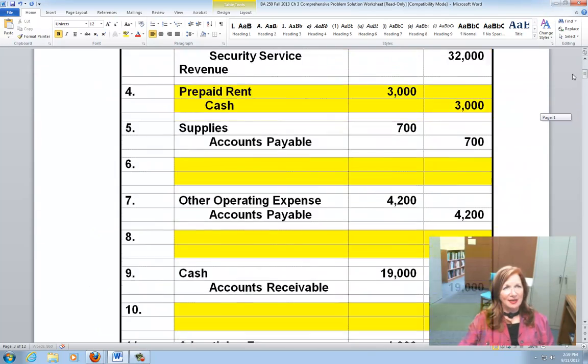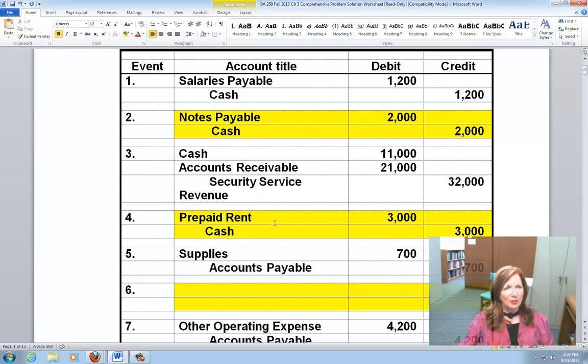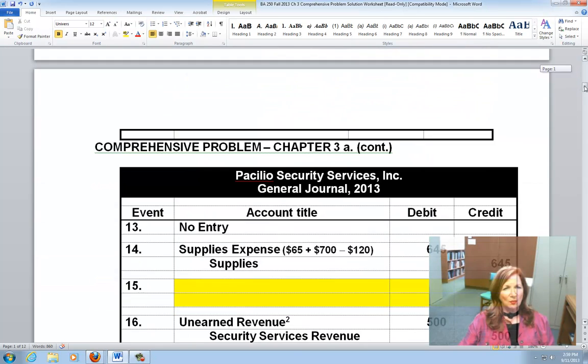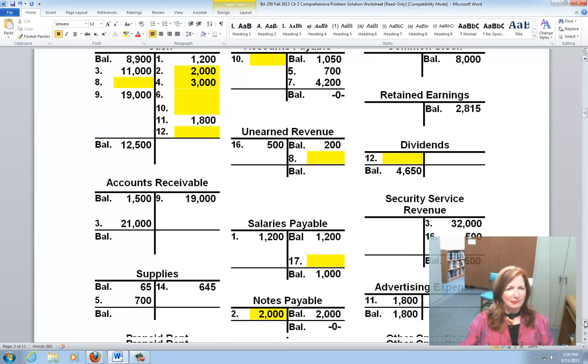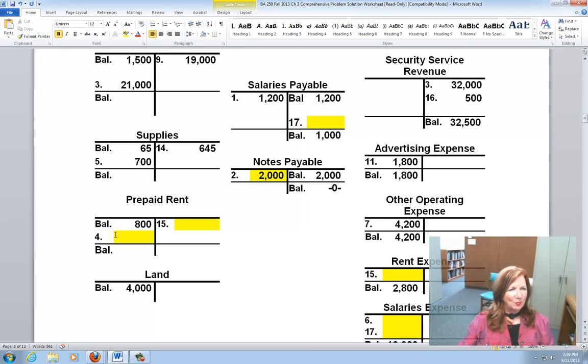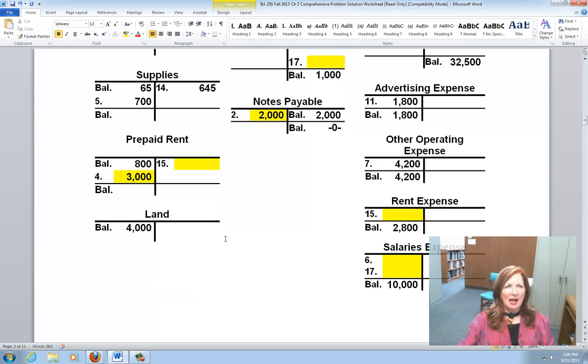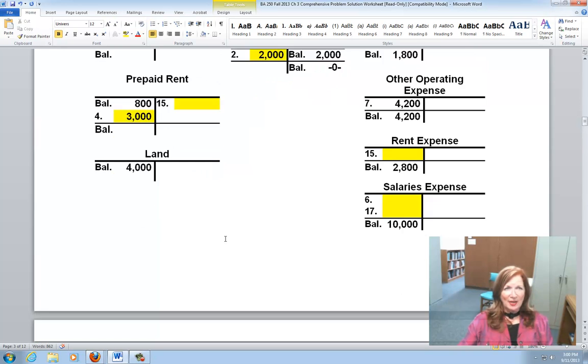And of course, I said I would work through transactions 2 and 3. So prepaid rent is a debit and cash is a credit for number 4, and it's $3,000. So cash is a credit for number 4, and there's number 4. So I'll put in $3,000, and then I'm looking for prepaid rent right here for $3,000, and I entered number 4 for you. So you'll enter the rest of them.